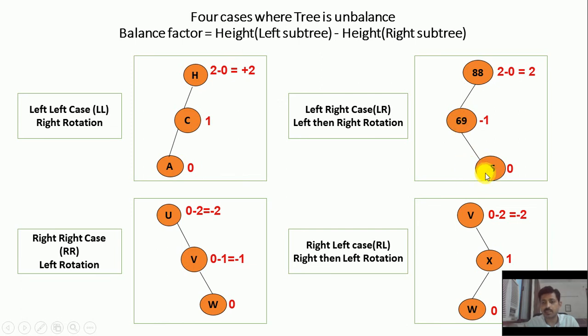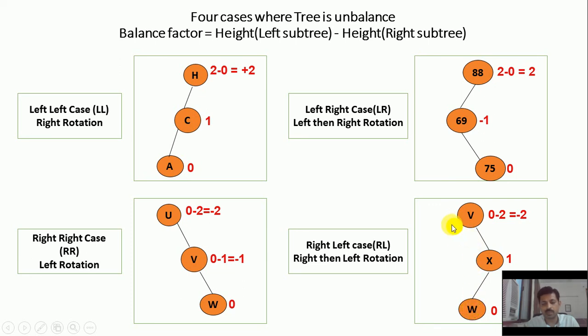Here we have to compute the balance factor. You can see that the balance factor for node 88 is +2. But in the left right case, first we have to perform a left rotation for the mid node, and then we have to perform a right rotation for node 88, where +2 comes. Then the fourth case is the right left case, where we can see that node X is the right child of node V and node W is the left child of node X.